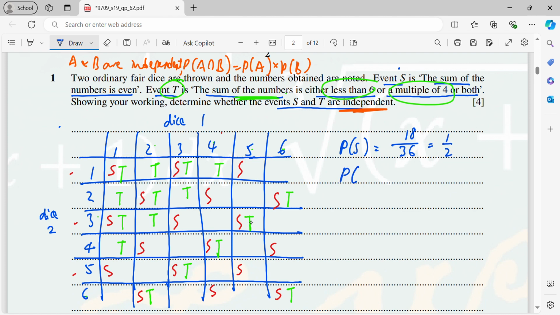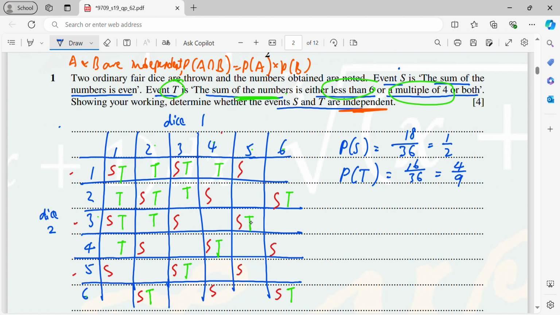So probability of getting T, just count the number of T. The first column has 4 T, second column 4 T, third column 3 T, fourth column 2 T, fifth column 1 T, and sixth column 2 T. So in total it will be 16 out of 36, and this is 4 over 9.